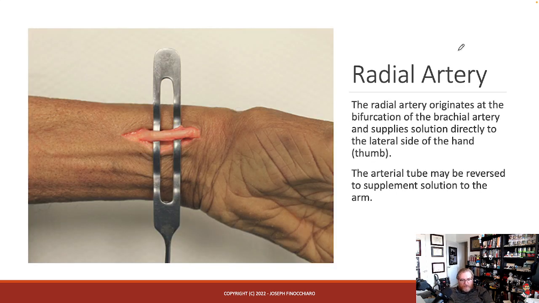So the radial artery originates at the bifurcation of the brachial artery and is on the thumb side. The ulnar is on the pinky side. And as you can see, this can be a fairly substantial artery in some people. In others, it is obscenely small. Now, the moral of the story is, again, you are not raising on the wrist. You are raising higher than that.